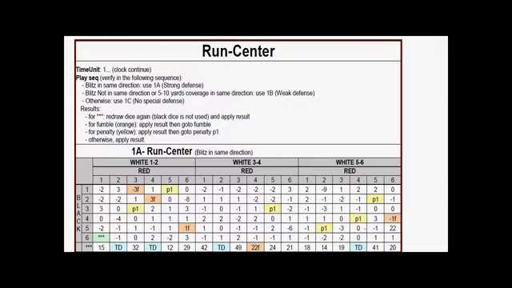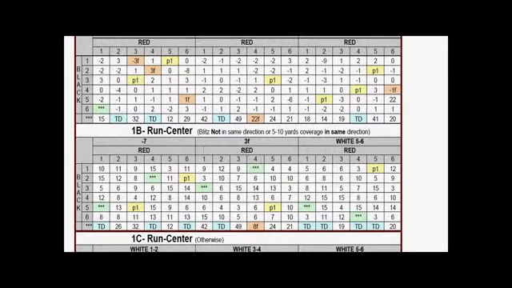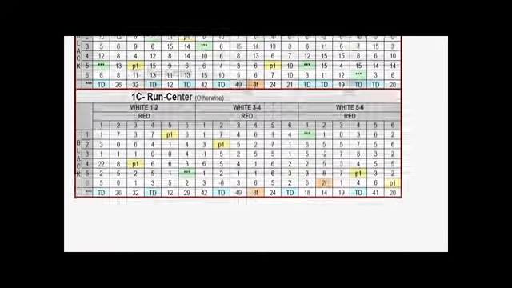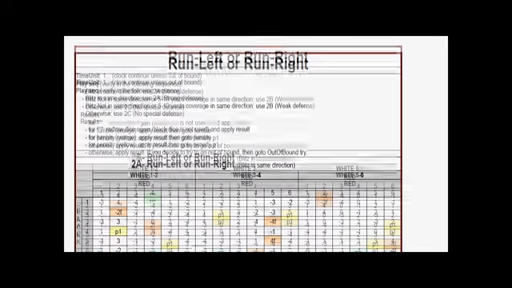While if the blitz is not in the same direction, or there's a covered zone in the same direction, then that's a weak defense, and I'll show you 1B, which is a pretty good result. Compared to the other one, you can see that the result, depending on the dice, would be much better. Otherwise, where the first two situations are not met, that's in between the strong and the weak. And a similar thing happens for the run left and run right.